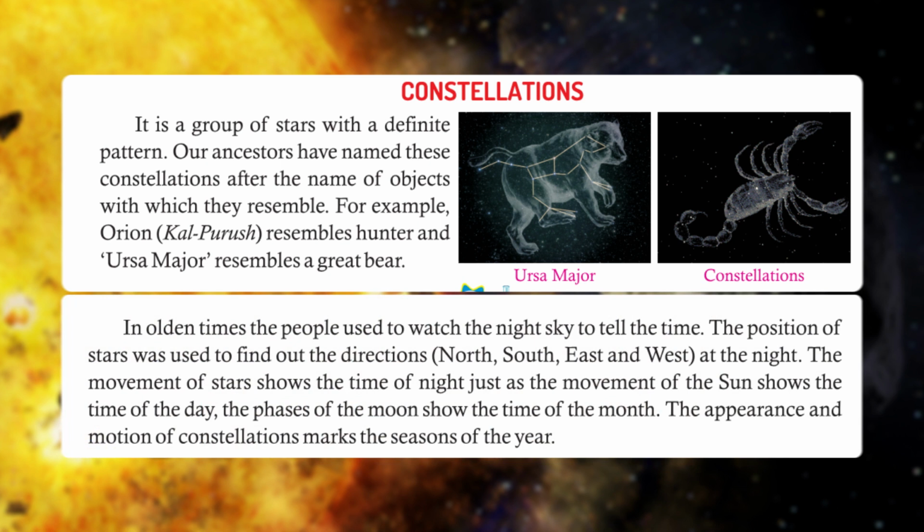In olden times, people used to watch the night sky to tell the time. The position of stars was used to find out the directions, north, south, east and west, at night. The movement of stars shows the time of night just as the movement of the sun shows the time of the day. The phases of the moon show the time of the month. The appearance and motion of constellations marks the seasons of the year.